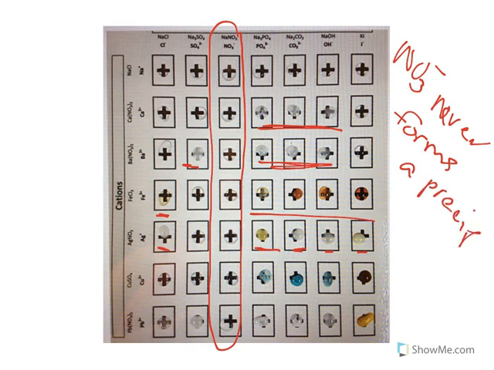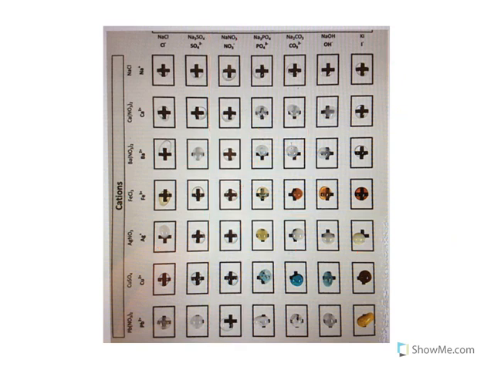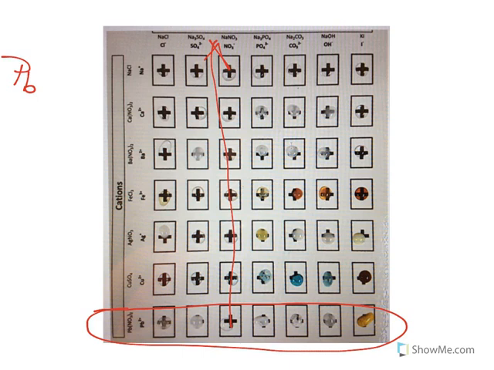Okay? Now let's look at something else. Let's look at the ones that almost always do. For example, lead. Look at lead. The only one in this whole group that lead didn't form a precipitate with was the nitrate. And we just said nitrates never form precipitates. So lead almost always, not quite always, almost always forms a precipitate.